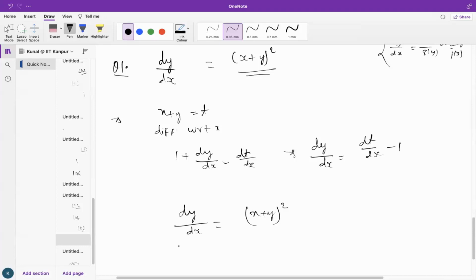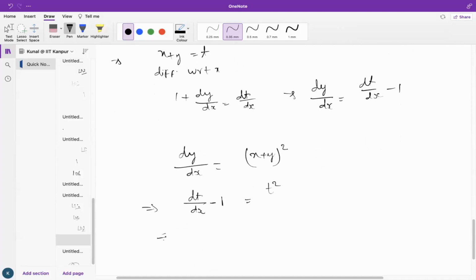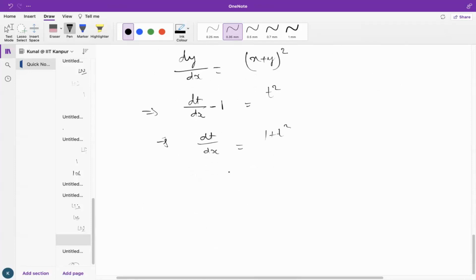So what I'm going to do here is substitute dy by dx in place of dt by dx minus 1, and x plus y is our t square. So we will get dt by dx is equal to 1 plus t square. And this is actually the form of the variable separable method, and here the order and the degree of the differential equation is 1.